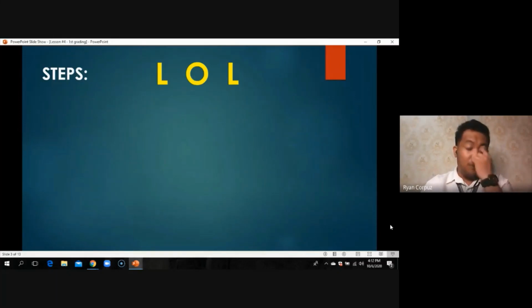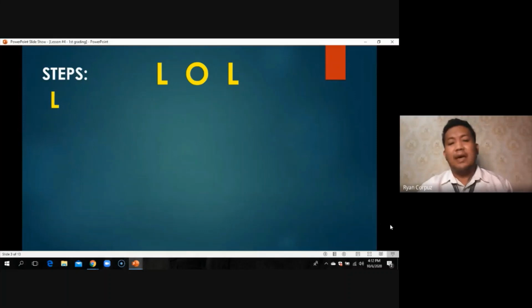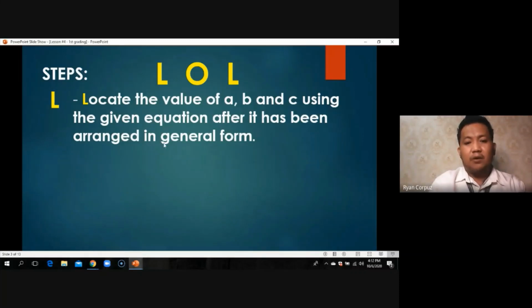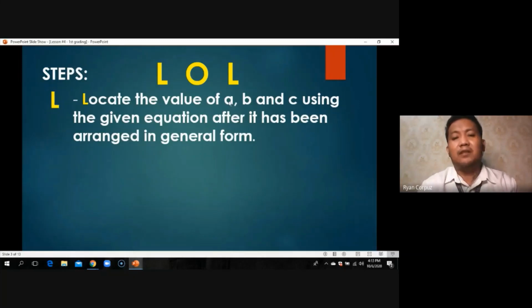So, that's the reason kung bakit ang steps natin in solving quadratic equation by using quadratic formula is LOL. Ano ba yung LOL? Unang L stands for locate the value of A, B, and C using the given equation after it has been arranged in general form. So look at this. The equation here should be arranged in general form, in the form ax squared plus bx plus c is equal to 0. So when it was arranged in that form, we can easily determine the value of A, the value of B, and the value of C.